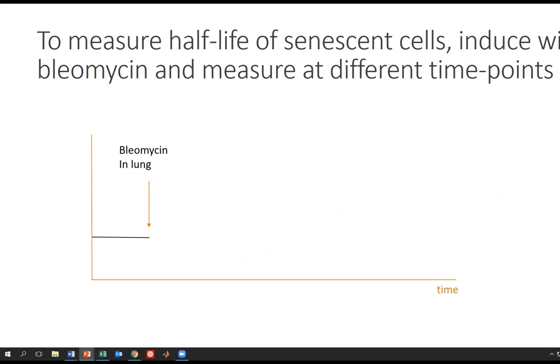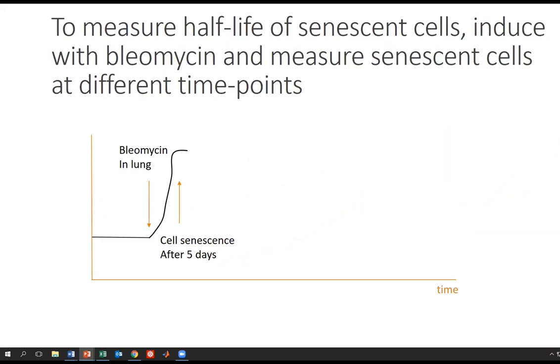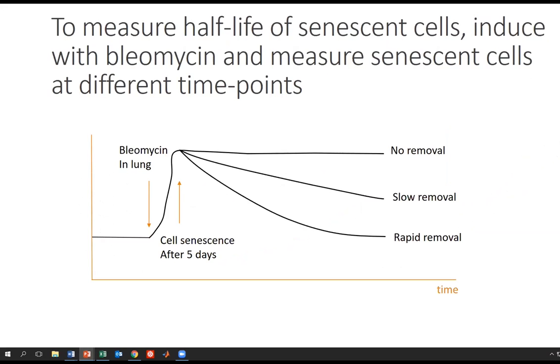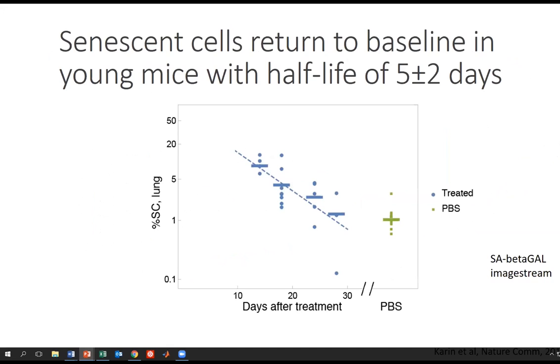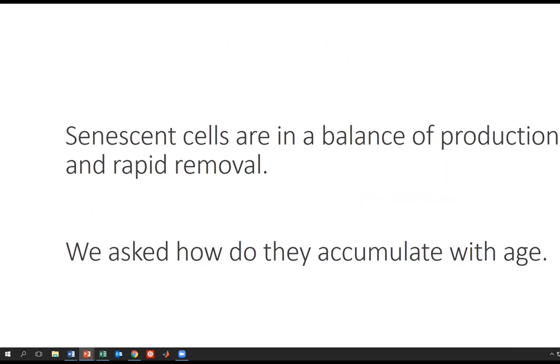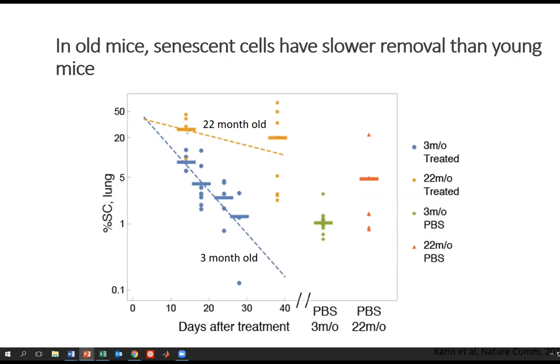And we set out to test that by direct experiments on mice. We added senescent cells by giving a drug in the lung. After 5 days, it's full of senescent cells. And then we measured senescence at different time points to see what happens. And we measured senescent cells by a state-of-the-art assay of beta-galactosidase and imaging FACS. And we found that in young mice, senescent cells are turned over every 5 days. So there's a balance of removal and production. And in old mice, they're turned over once every month or so. And that's right on what we got from this luciferase data from the mice.